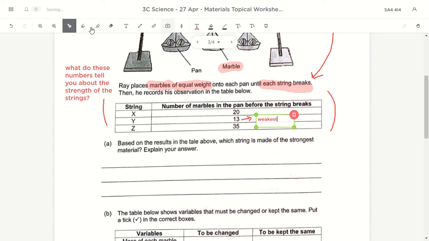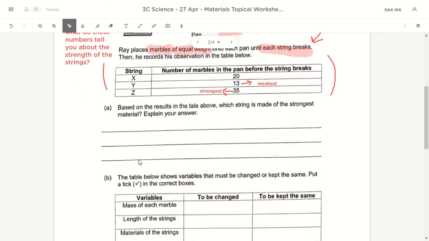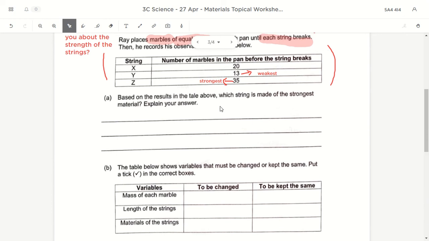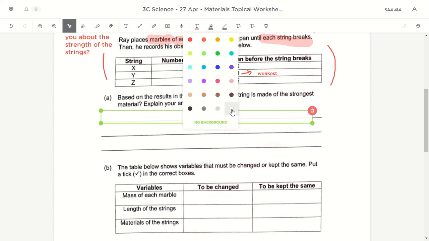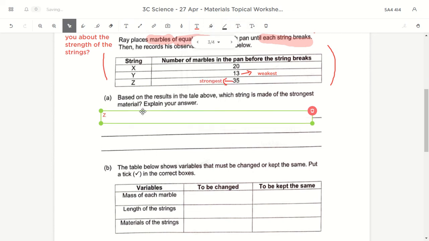At the same time, I know that Z is the strongest. So most importantly, you must be able to tell who is the strongest and who is the weakest amongst the numbers. It's not about the number itself, it's about what the number tells you. Based on the results, which string is the strongest? Straight away you know that the answer is Z. So just put Z, full stop. Simple as that.